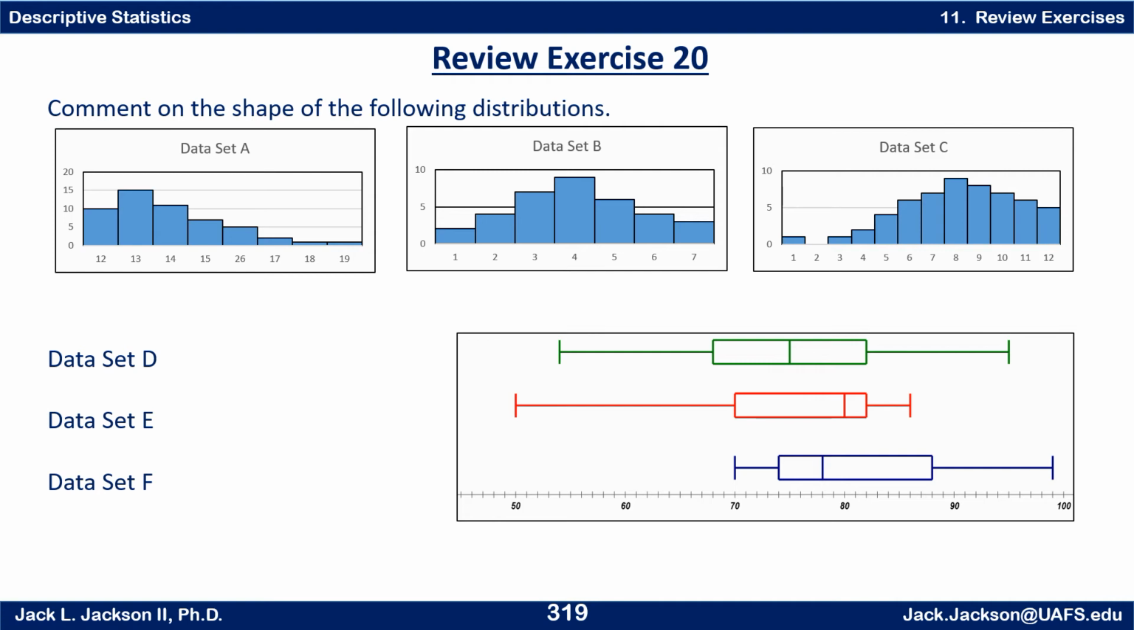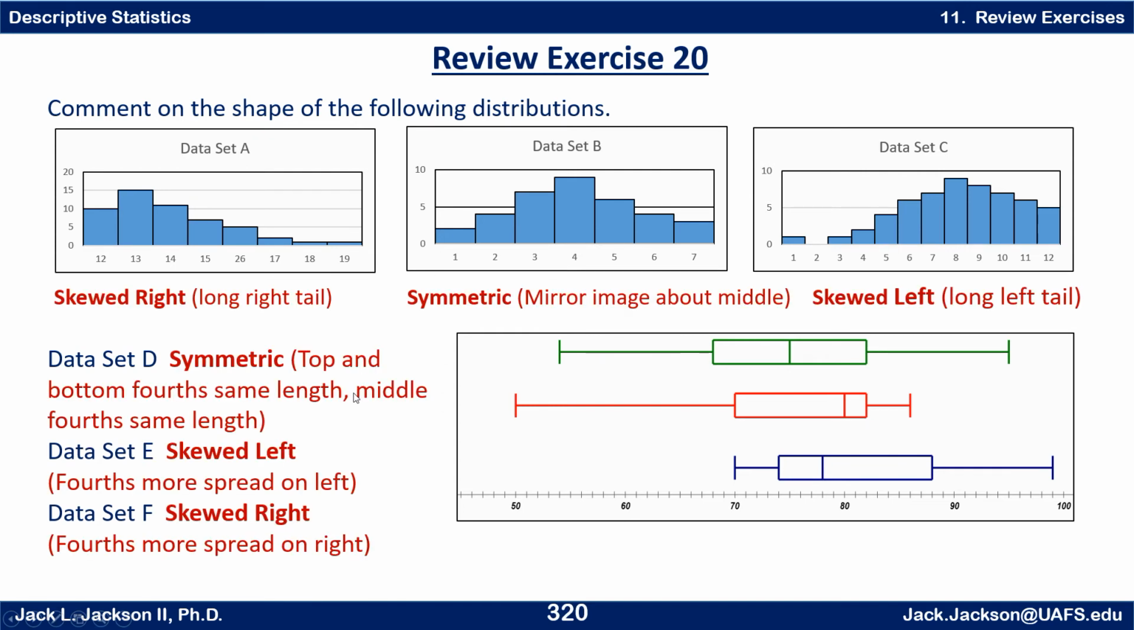Okay. See if you can make sense out of these here. So comment on the shape. Press pause now. So in data set A, we see the longer tail to the right. The data is bunched up more on the left with the longer tail to the right. We call that skewed to the right, or positively skewed.